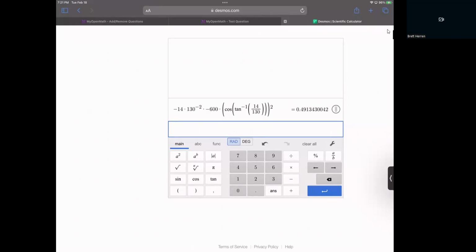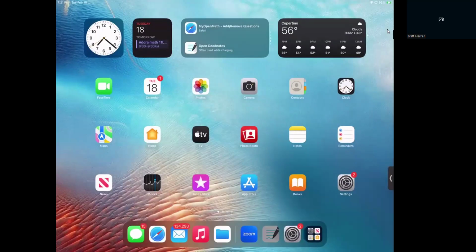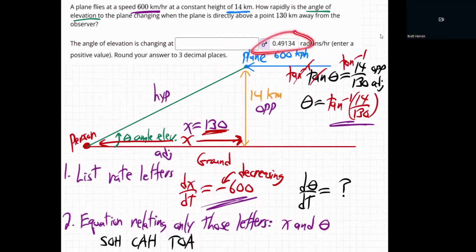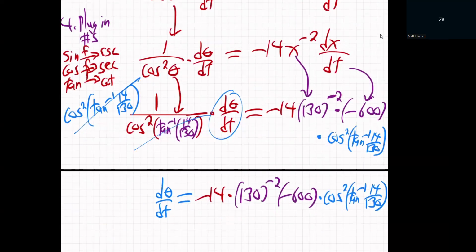So there we go. Watch out, there's degree mode or radian mode. I'm in radian mode. Everything's going to be radians. Well, I guess it doesn't matter in this case, because those aren't angles. Anyway, I'm getting 4913. Is that right? 4913? Oh yeah, it is. That's beautiful. 4913 radians per hour. It'll automatically be radians per hour. That's how fast that angle is changing. We got it. That was quite a mess. There we go.